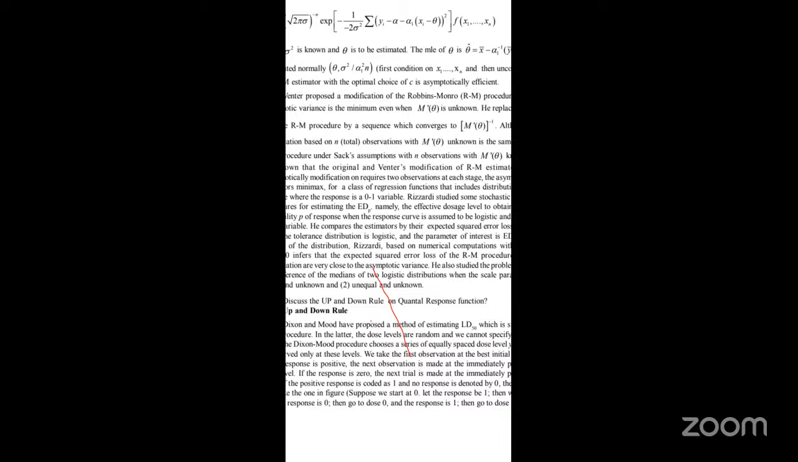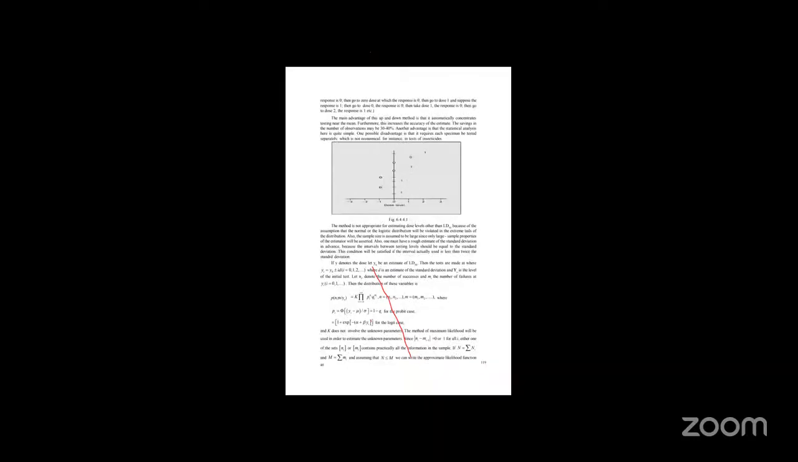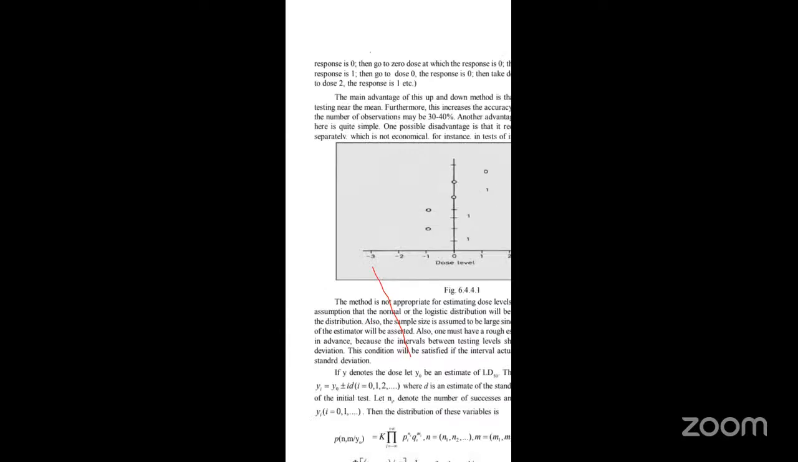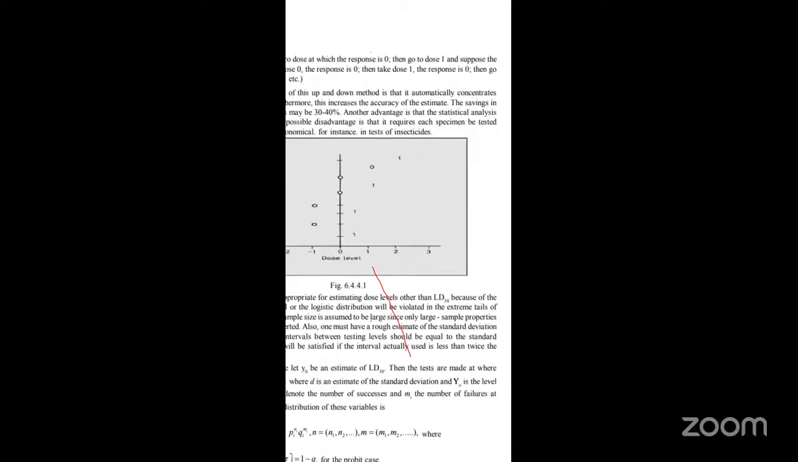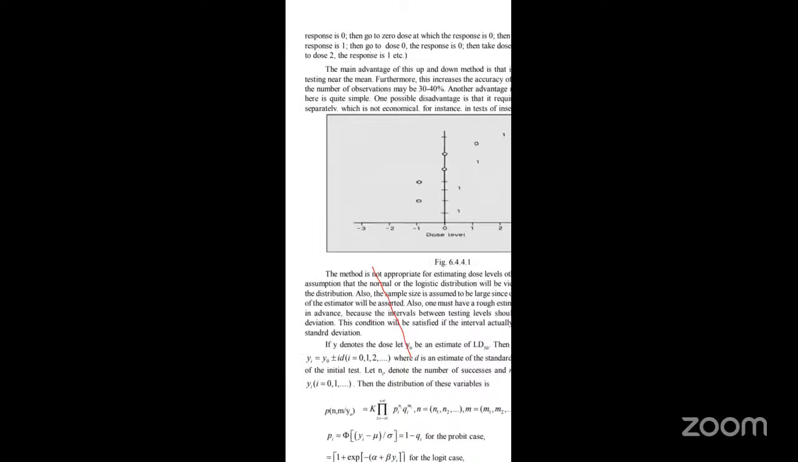Then we go to dose 1, at which the response is 0. Then go to dose 0, at which the response is 0. Then go to dose 1, suppose the response is 1. Then go to 0, the response is 0. Then dose 1, the response is 0. Then go to dose 2, the response is 1, etc.